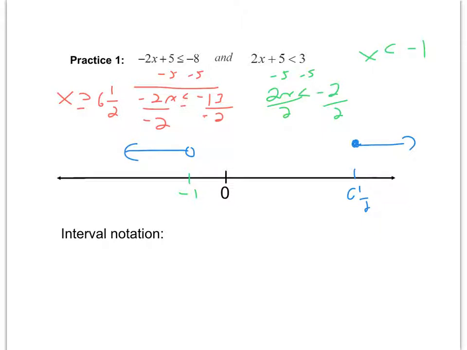Notice that there are no points that meet the criteria of both of those solutions. So therefore, I have no solution. In other words, x cannot be both less than negative 1 and greater than 6.5. I'm using the word and, so here we have an answer of no solution.